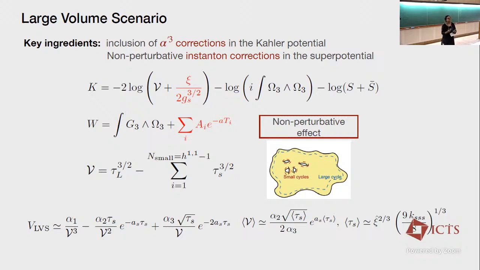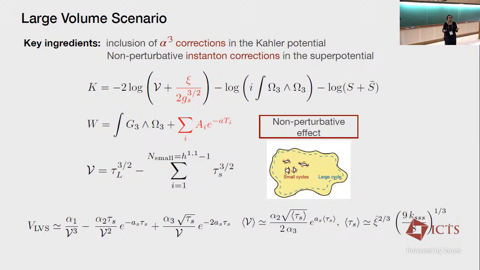Now you might all know what the large volume scenario is. Large volume scenario and KKLT are the two well-known constructions which first showed, and GKP as well, how to stabilize all these moduli and how to have de Sitter model building in string theory. LVS is one of the most studied, because it has large volume. So the volume of this internal space is large.